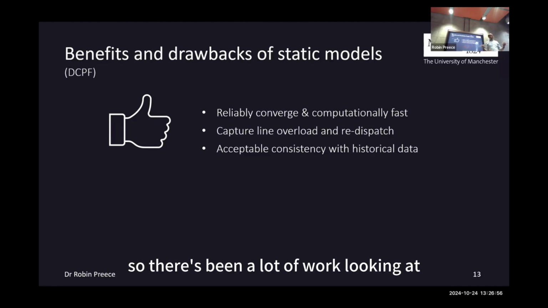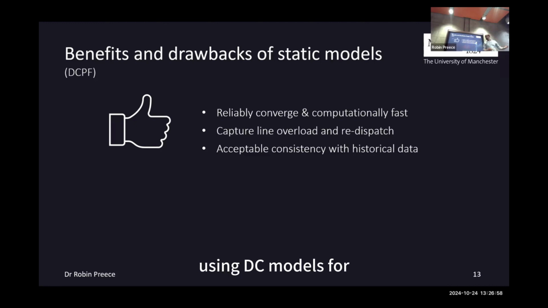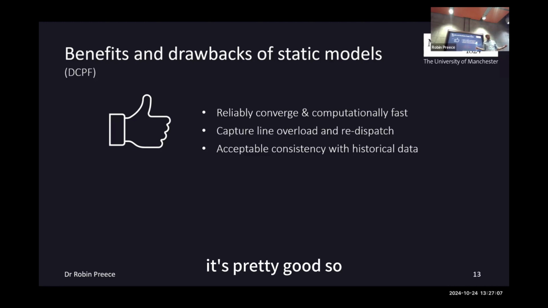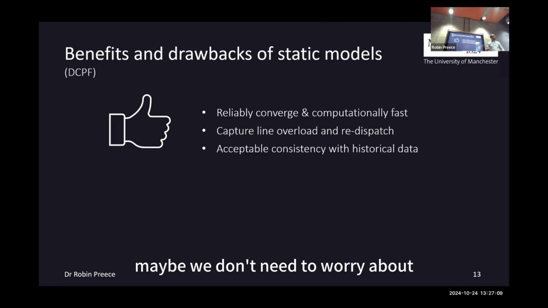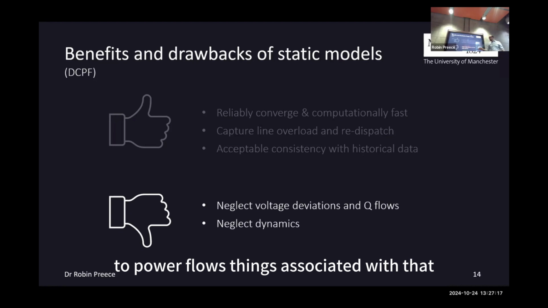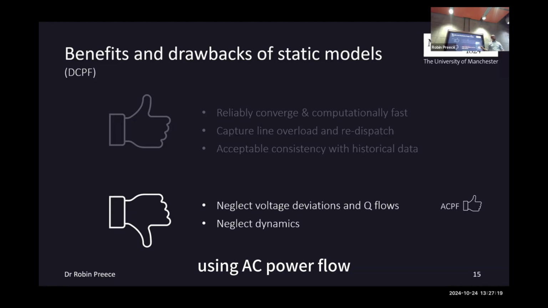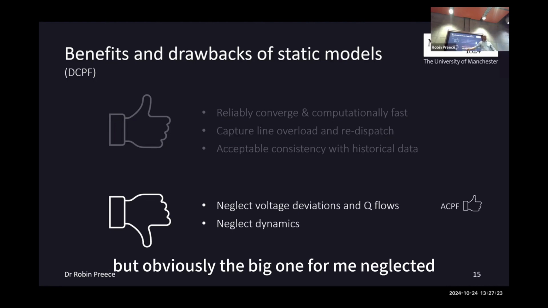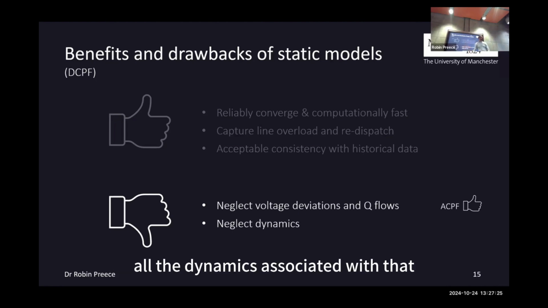So there's been a lot of work looking at using DC models for cascading failures and looking at how that matches up with historical work. And it's pretty good. So maybe we don't need to worry about adding in all these dynamics. Some of the problems, obviously, this neglects voltage deviations, reactive power flows, things associated with that. You can then fix that using AC power flow. So you can bring in some AC power flow stuff. But obviously the big one for me, it neglects all the dynamics associated with it.